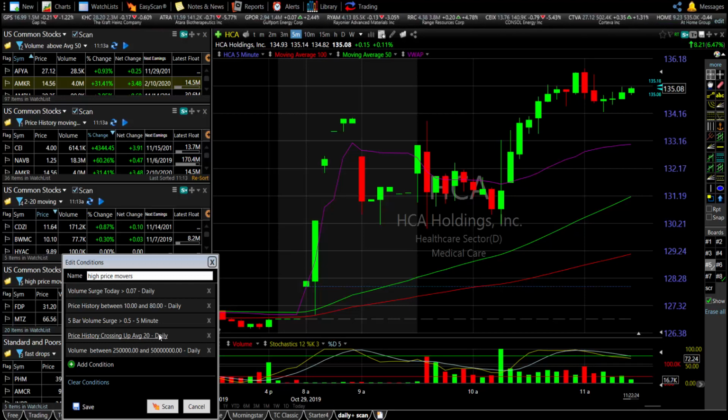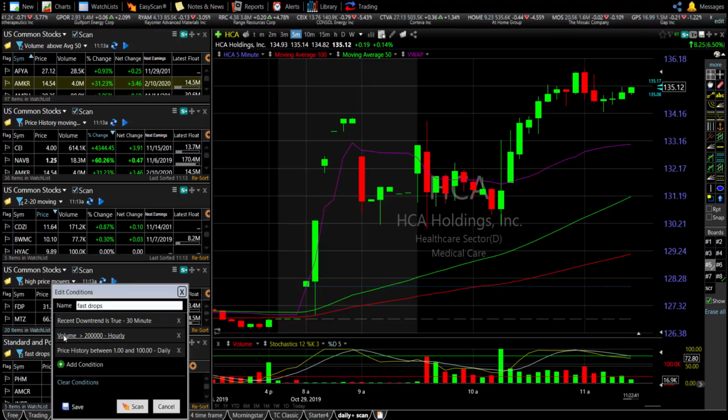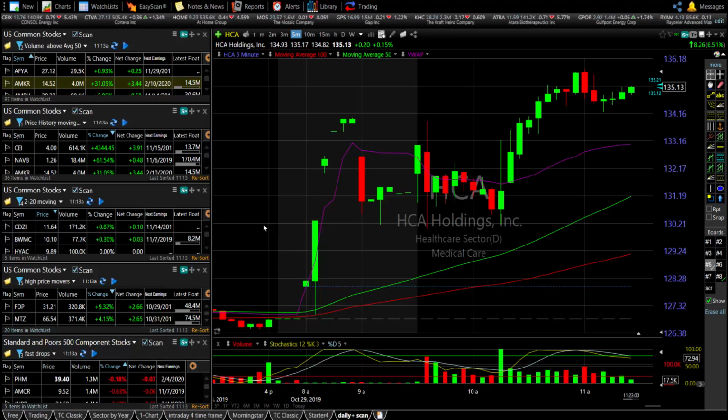moving average on the daily chart, and volume between 250,000 and 500. God knows what that number is right now, at least 5 million or 50 million, something like that. And for this one that's actually dropping, I want to see a decent downtrend, and it's true at least in the last 30 minutes, and the volume over 200 shares in the last hour, and the price history between $1 and $100. So those are the things that I actually look for when I'm looking for stocks to trade.